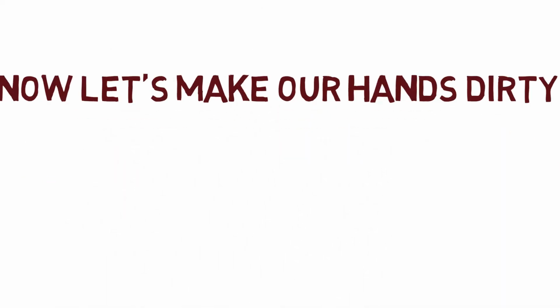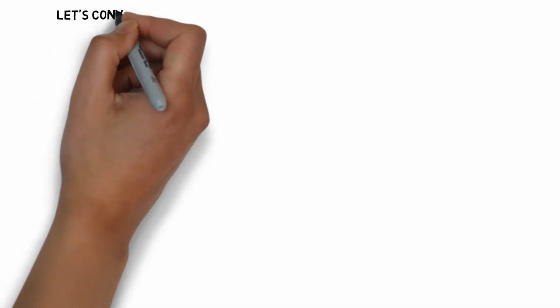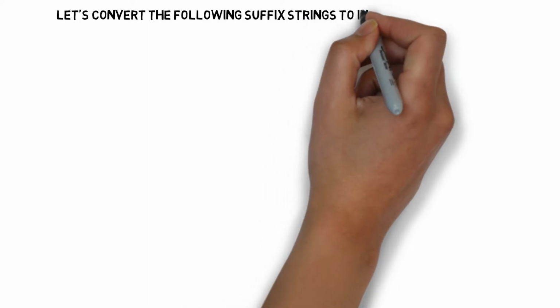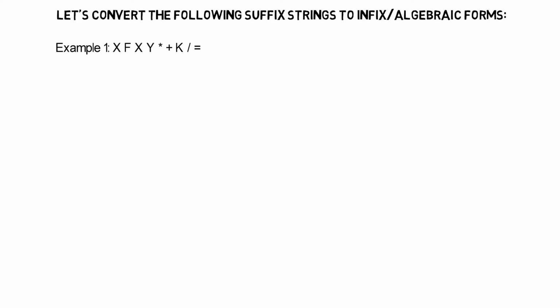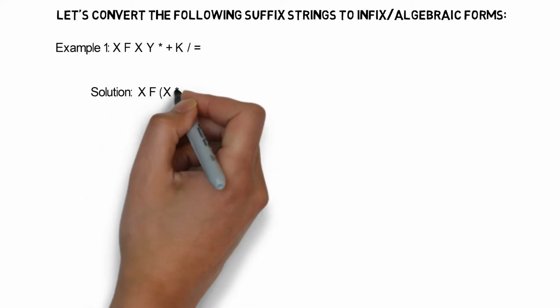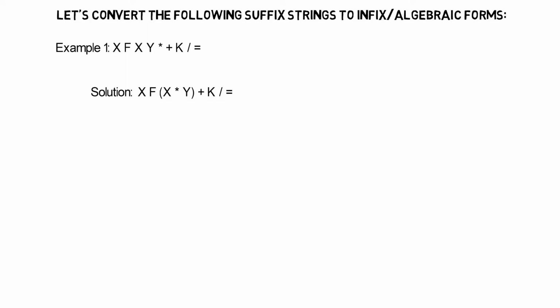Now let's make our hands dirty with more examples. Let's convert the following suffix strings to infix or algebraic forms. Example 1. xf xy star plus k slash equal to. Scanning from left to right, you have realized that the multiplication symbol is closer to x and y as our preceding operands. Therefore, we shall place it between x and y and marry them with a bracket. Remember, this will make them a single operand. Therefore, our expression now becomes xf into bracket x star y plus k slash equal to.